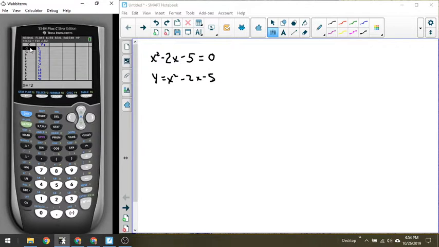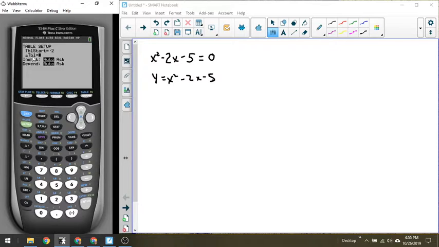Second, table. So now it starts where I want it. It starts at negative 2, and you see that y is positive, and then at negative 1, y is negative. We saw earlier that that means there's a 0 between these two. So now I'm going to use this table feature to get even closer to what that 0 is. I'm going to go back to table set. I'm going to tell it I want it to start at negative 2, but now I'm going to tell it the difference between each x value I want to be 0.1.